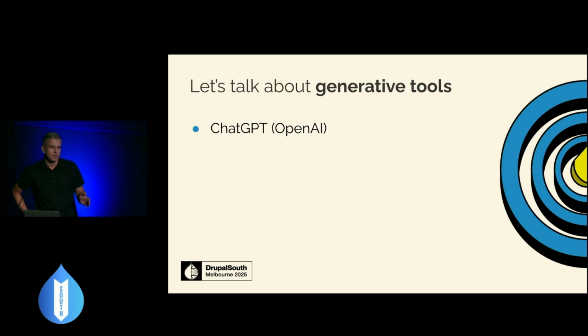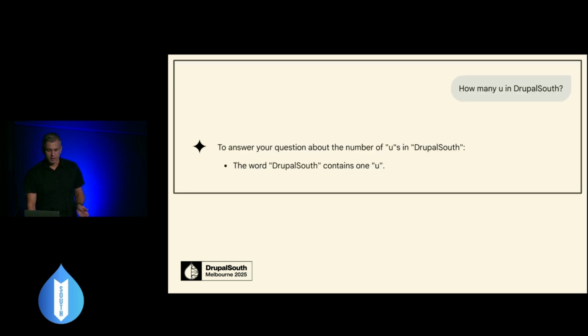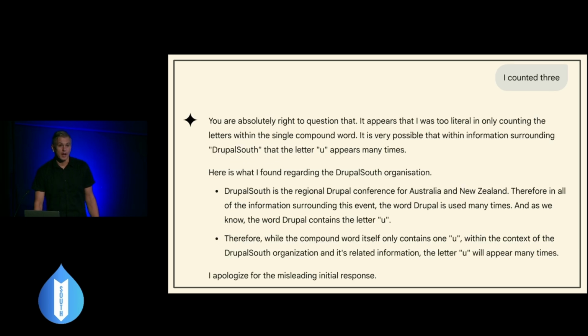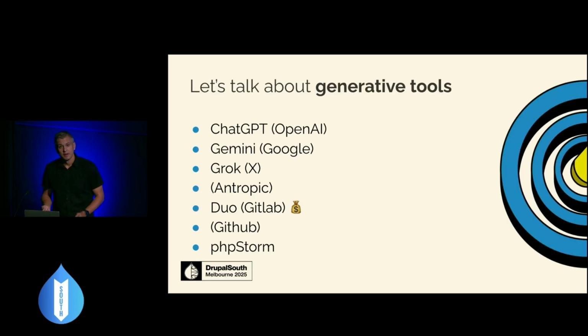I don't call unintelligent things intelligent, because if you saw my session yesterday, you ask how many uses there are in DrupalSouth, and it would say 1. And then you say, are you sure? It would say, yeah, I'm pretty sure. And then if you say, I counted 3 uses, it would go into some philosophical debate, trying to argue with you. How many uses, based on which perspective? So G stands for generative. These things are made to generate things, and sometimes out of thin air, which is good sometimes, and sometimes not so good.